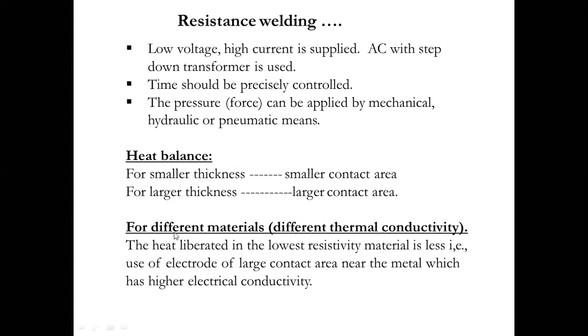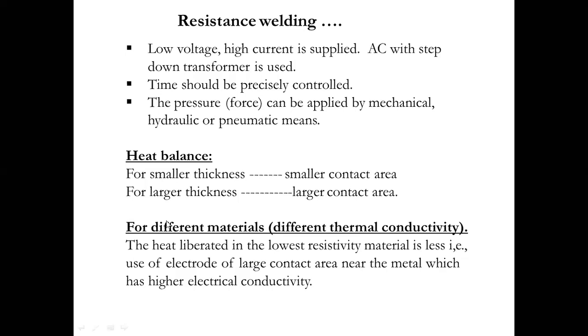And then the next case is if you are using different materials, right? In resistance welding, you can weld two dissimilar metals or two similar metals, and you can even weld two plates which have different thickness, right? The main advantage of resistance welding is that two different thickness materials can be joined, and two dissimilar materials also can be joined, right?